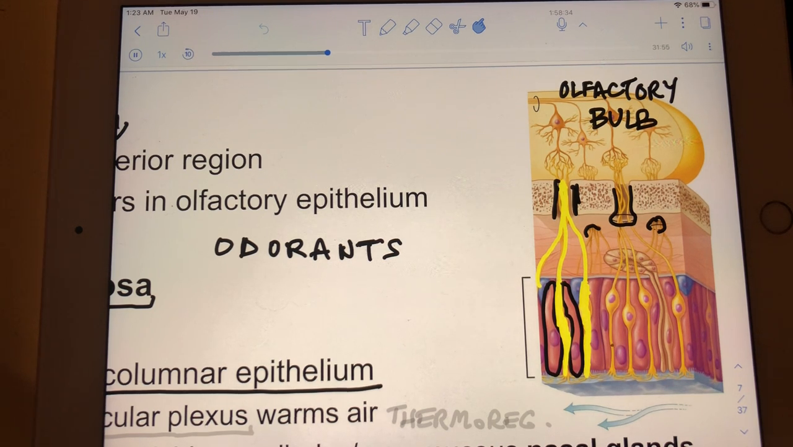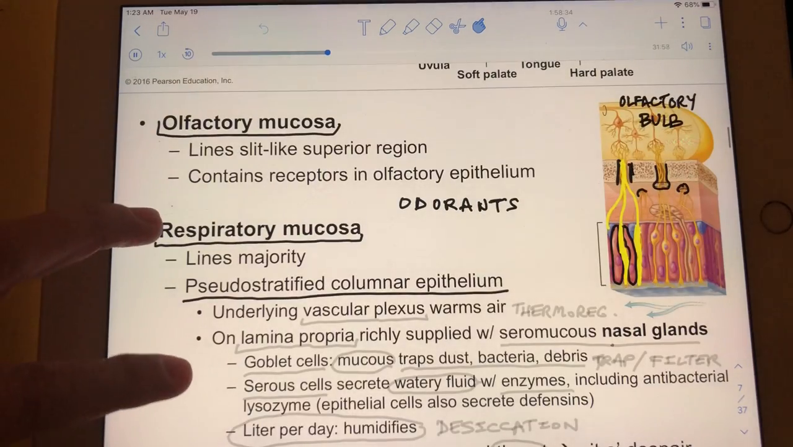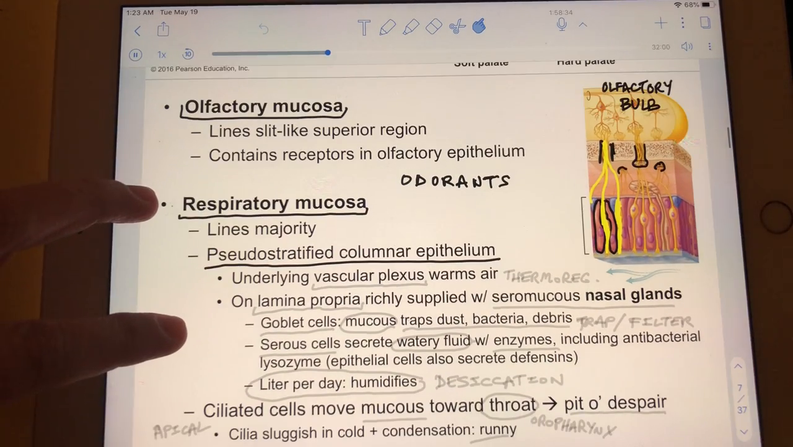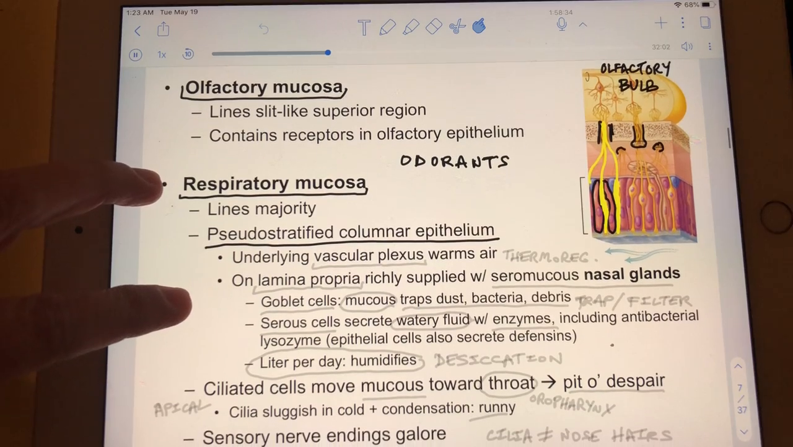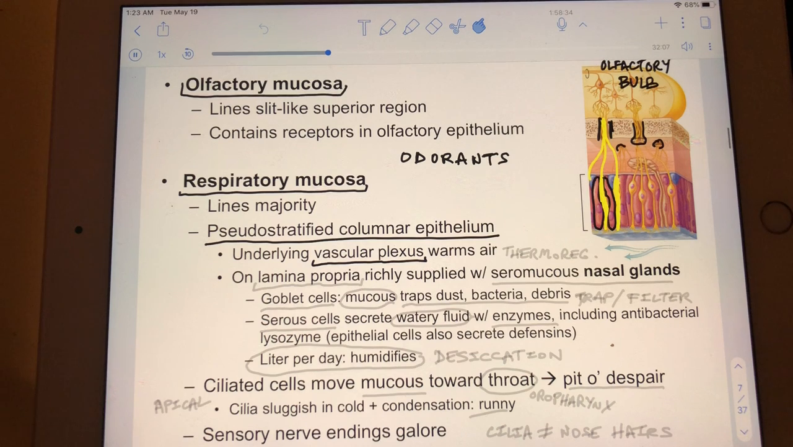Underlying that pseudostratified columnar epithelium is a nice, dense network of capillaries. A plexus is a network, so don't be scared by that. All right. Why so much blood supply? Because that's actually how we interact with the air in order to help warm it and also reclaim heat from it. Okay, so why is that there? For thermoregulation.